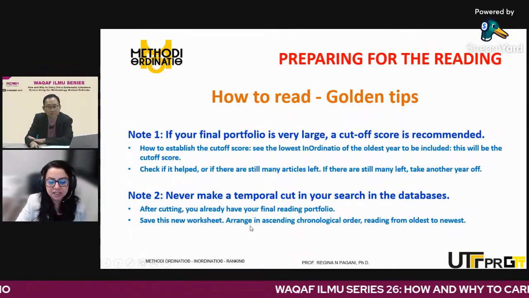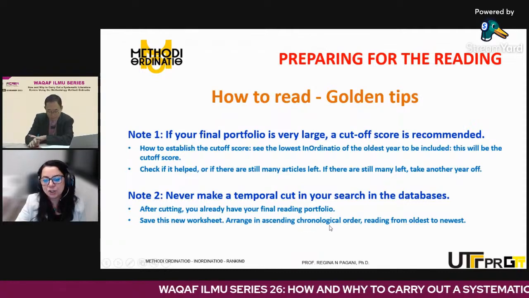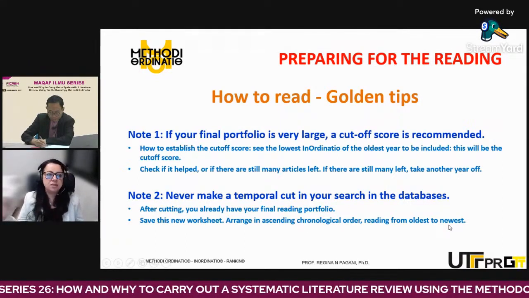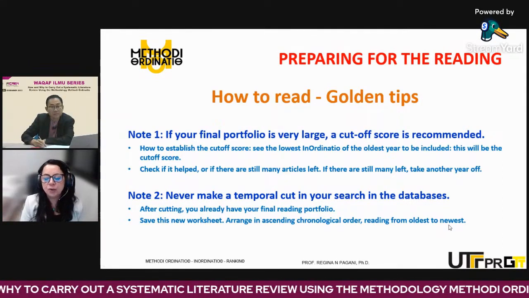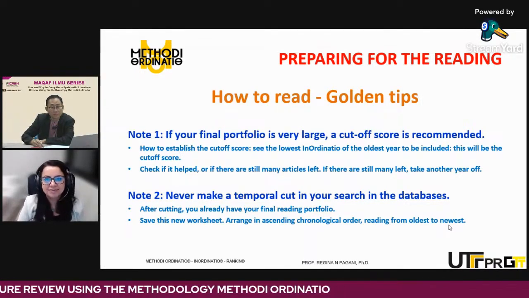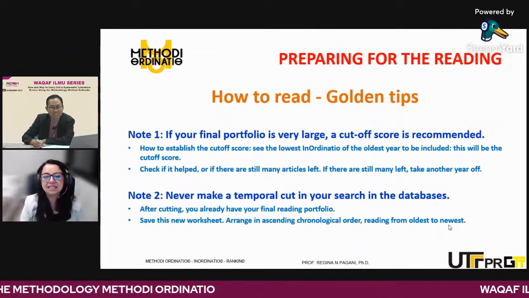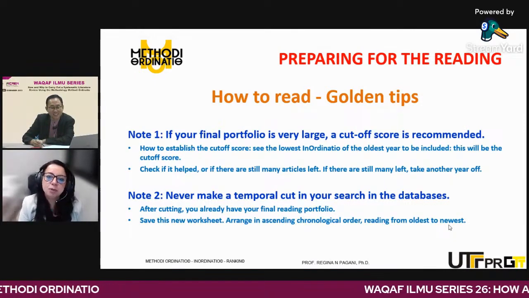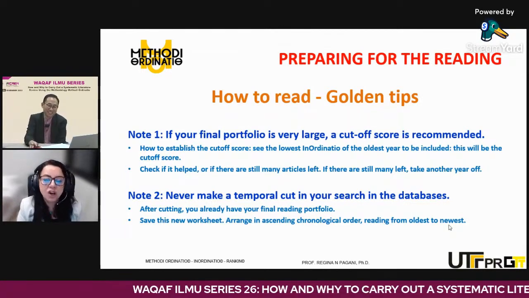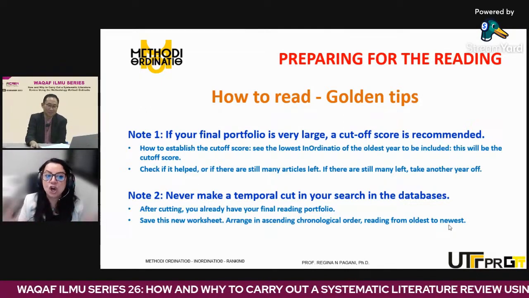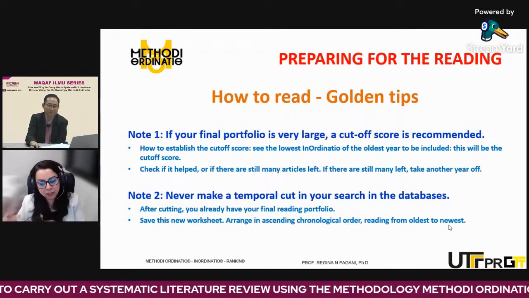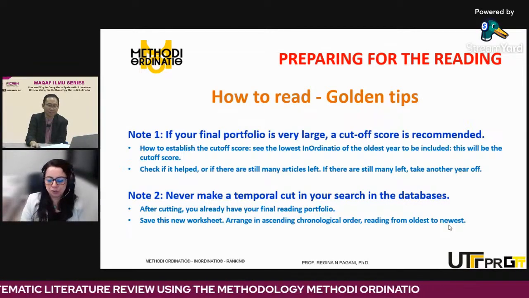Save this new worksheet. Arrange them in ascending chronological order, reading from the oldest to the newest. Oh, but Professor, shouldn't we read from the most important to the less important? No. You know which one is important. The jury must ask you, what is the most important paper of your portfolio? Why is it important? Who is the author? Who are the most important authors of your portfolio? You know, because you have ranked it. But when you're going to read, you read from the oldest to the newest. Okay?